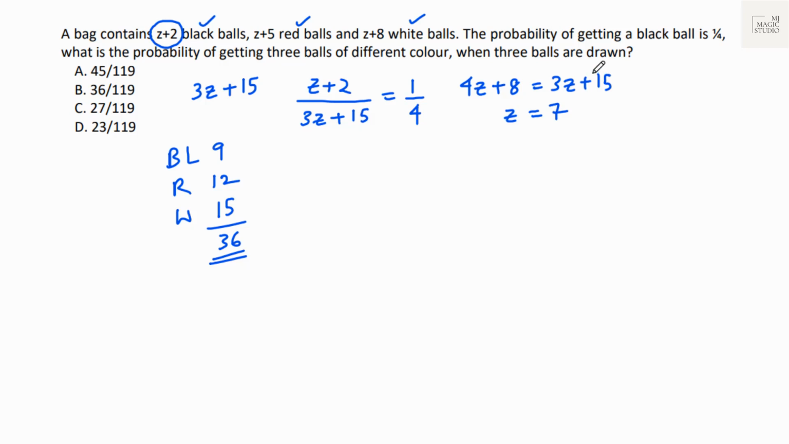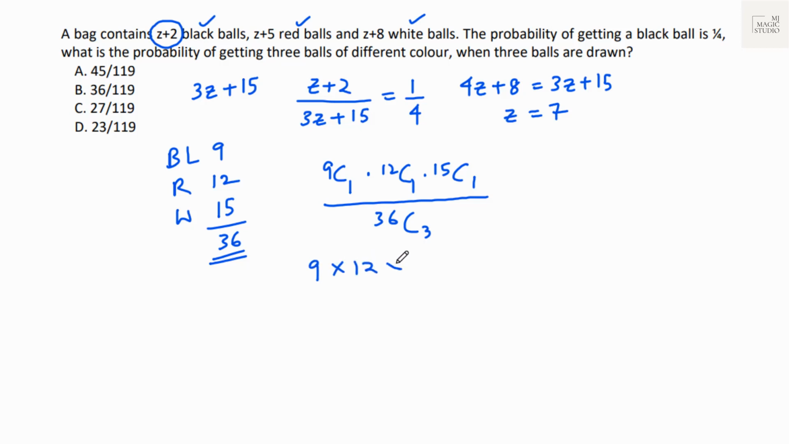Since nothing is given about drawing, we'll always consider that drawing is without replacement. And whenever it is without replacement, we use the concept of combination. So to get all 3 balls of different colors, it should be 9C1 into 12C1 into 15C1 divided by 36C3. Favorable cases divided by total number of cases.